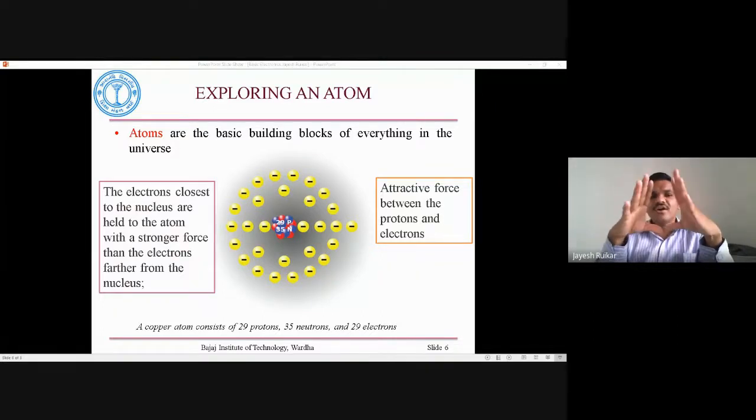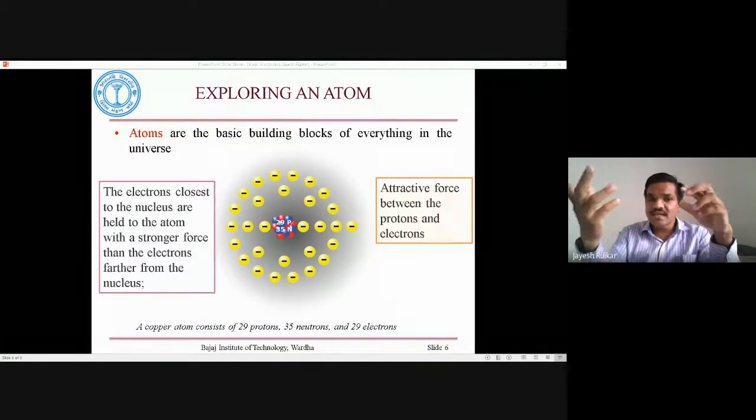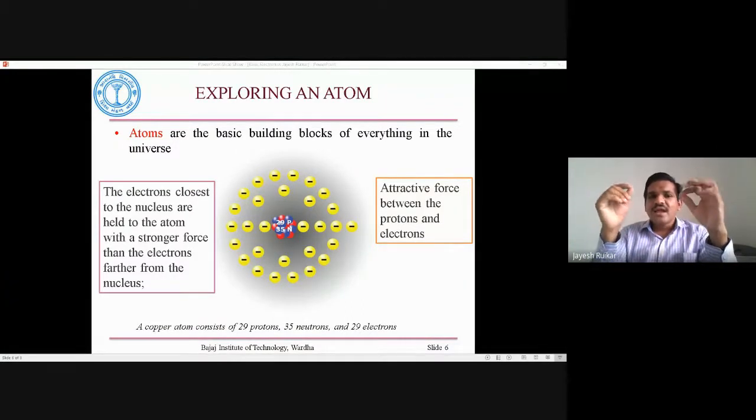Under normal circumstances, every atom has an equal number of protons and electrons, as you have already seen in copper and helium atoms. With an equal number of protons and electrons, that atom is said to be electrically neutral.